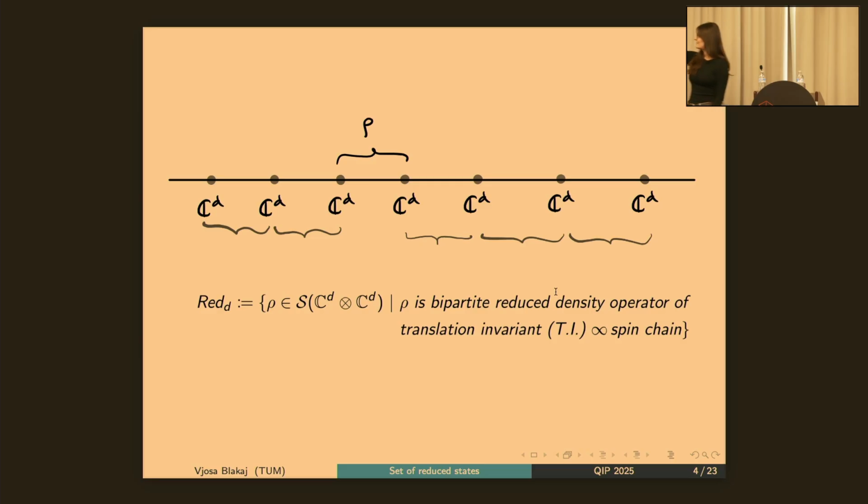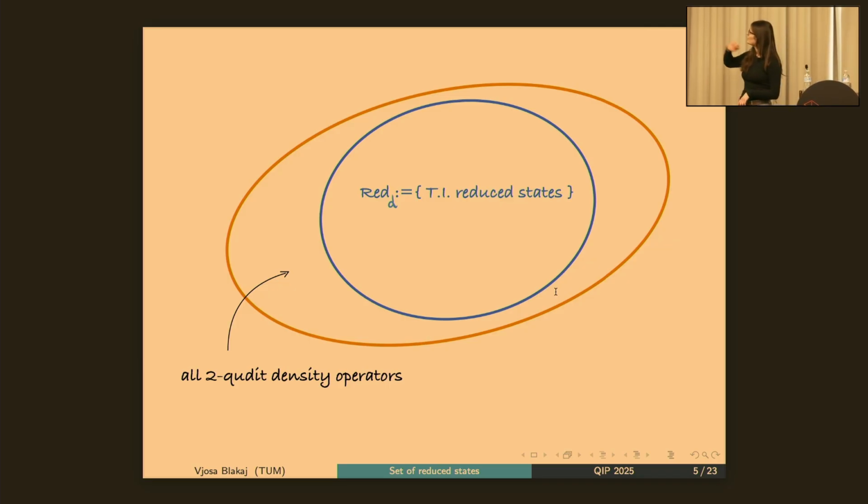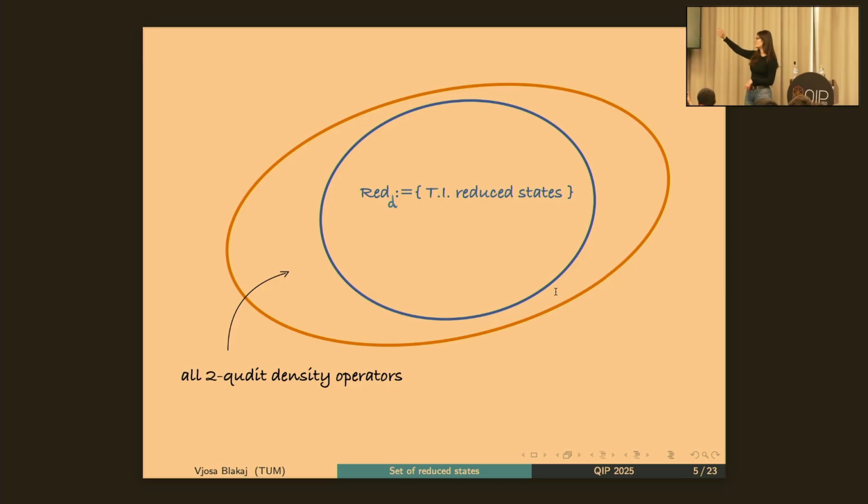So this set I denote by red D, red indicating reduced density operators, and D indicating the local dimension of the Hilbert space C^D. Just to have an intuition more geometrically, this red D is just a convex and compact subset of the set of all 2-QD density operators, which is also a convex set in itself. So in principle, it is a set easy to define, but otherwise difficult to characterize.